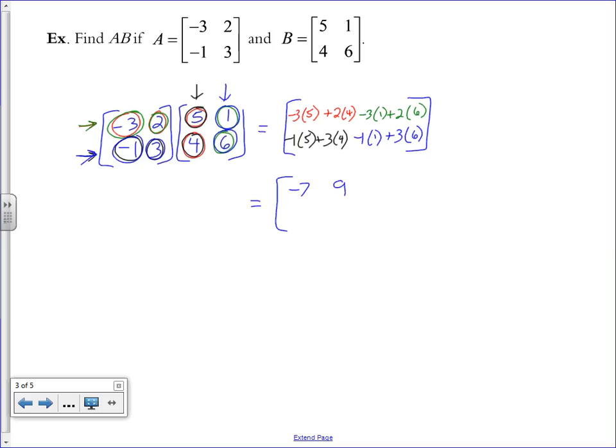-1 times 5 is -5, plus 12 is 7. And -1 times 1 is -1, plus 18 is 17. And that is the resulting 2 by 2 matrix from multiplying A times B. Okay, let's try another one.